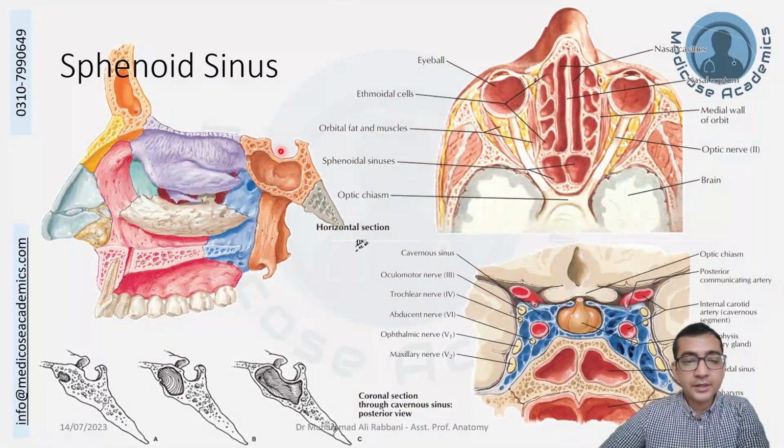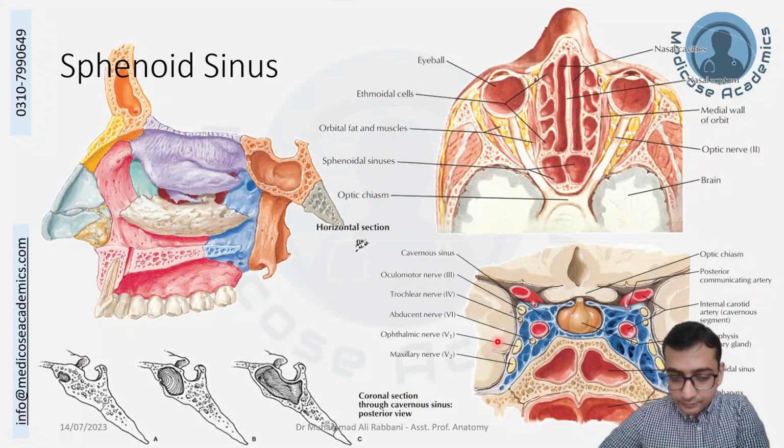Superiorly, it is related to the pituitary fossa, and on each side it is related to the cavernous sinus containing the internal carotid artery and the four cranial nerves. So this is about the relations of the sphenoid sinus. Pharynx below, pituitary above, cavernous sinus on each side, and anteriorly there is the nose, and posteriorly, through a thick bone, there will be the basioccipital.